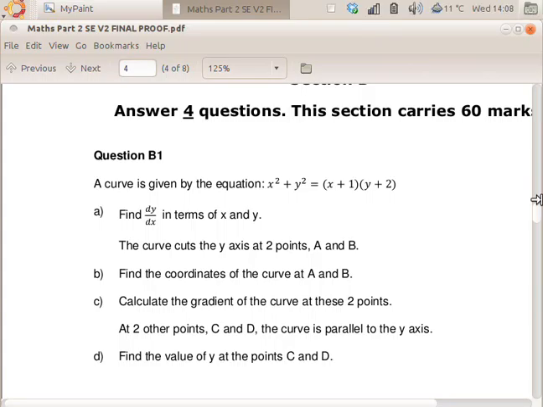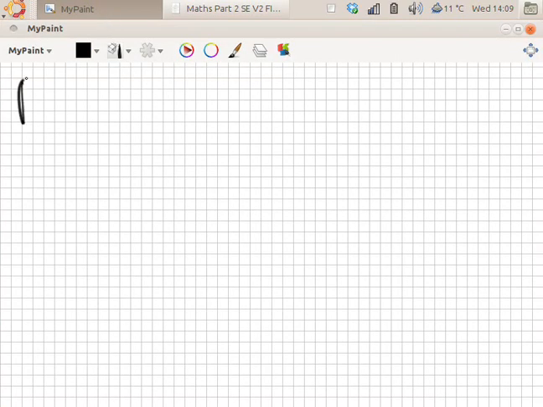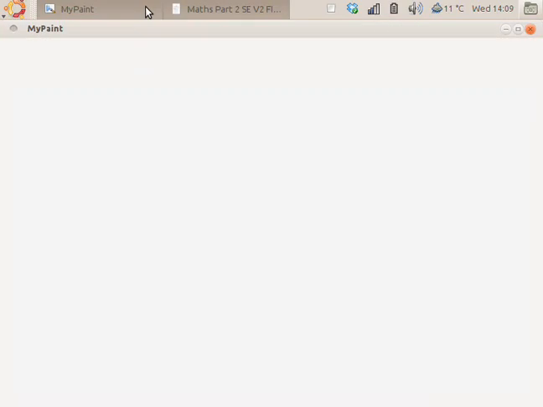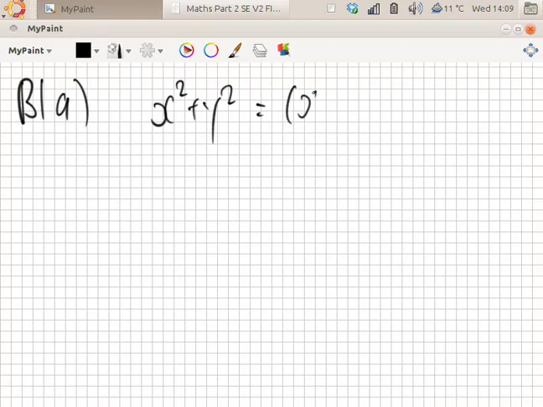There we go. Okay, so we write this equation down first. X squared plus y squared equals (x plus 1) times (y plus 2). So firstly, we want to find the derivative. So we have B1a: x squared plus y squared equals (x plus 1)(y plus 2).